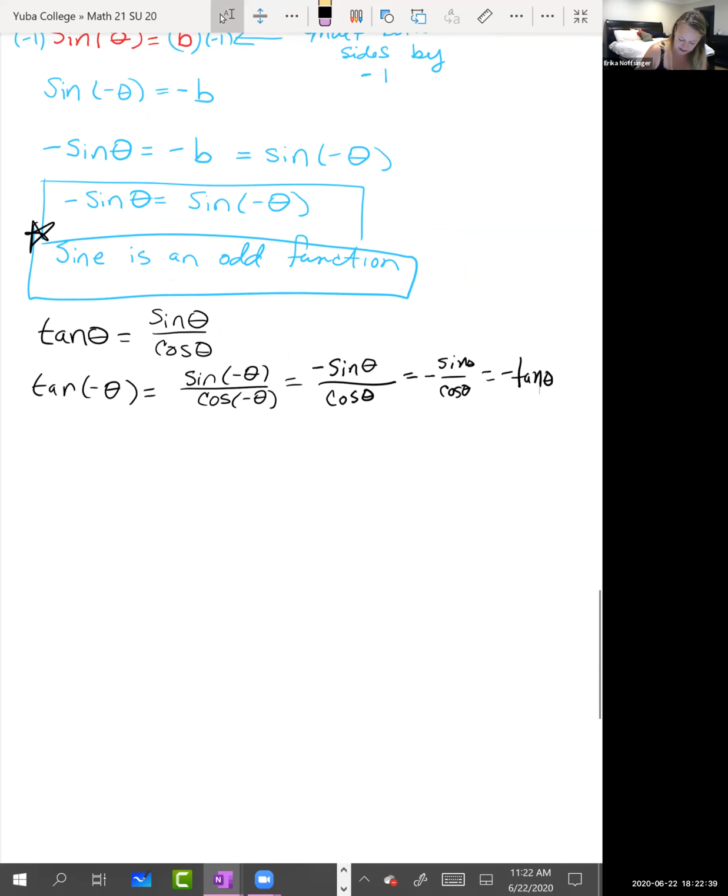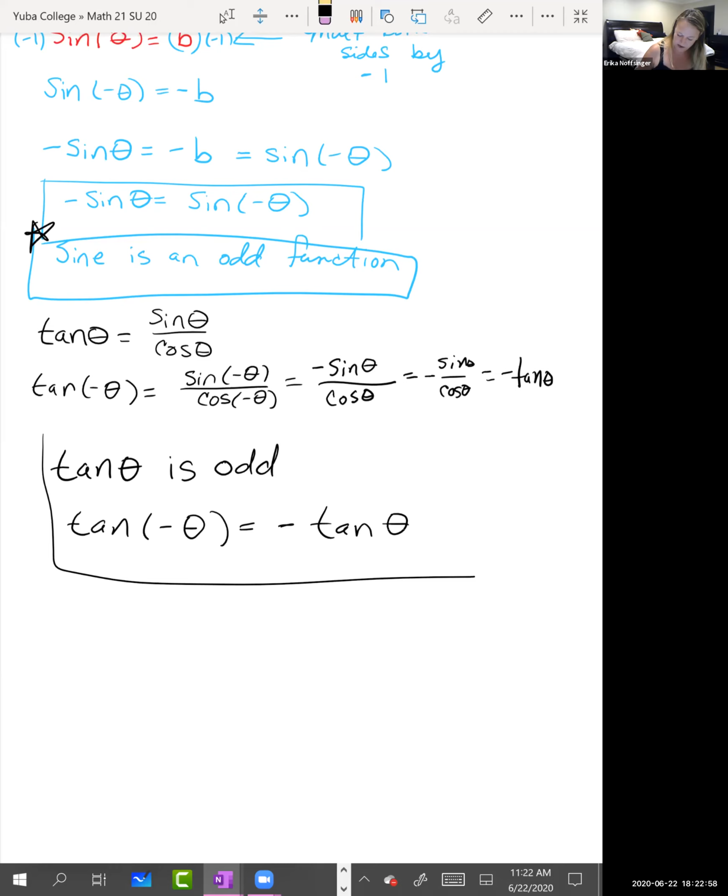So tangent theta is odd. That's saying that if I have tangent of a negative angle, this is equal to negative tangent of that positive angle. So same sort of reasoning, I can say that cotangent theta is odd.